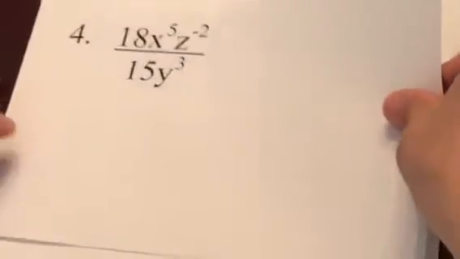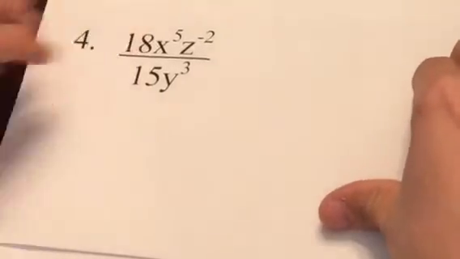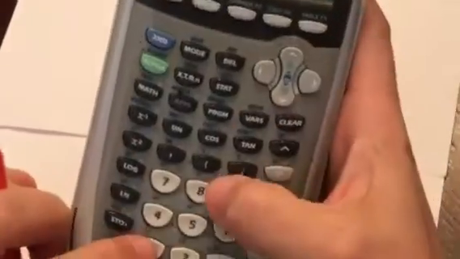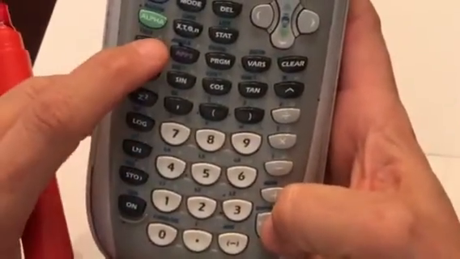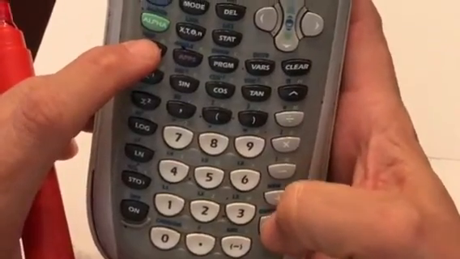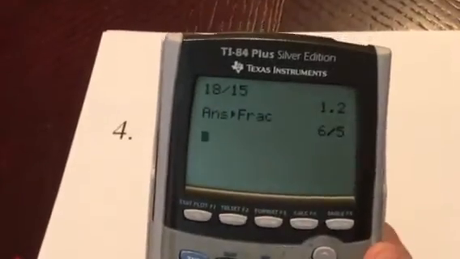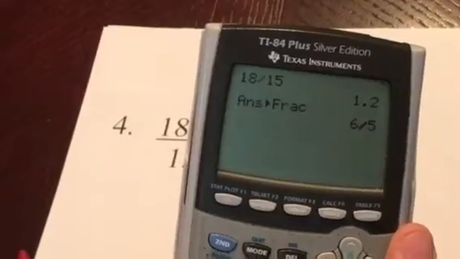Number 4 also has a top and a bottom set up for us already. So I'm going to use the same approach I just did for number 3. 18 over 15. I'm going to divide that on our calculator. 18 divided by 15. Math, enter, but this time it does reduce to 6 over 5.